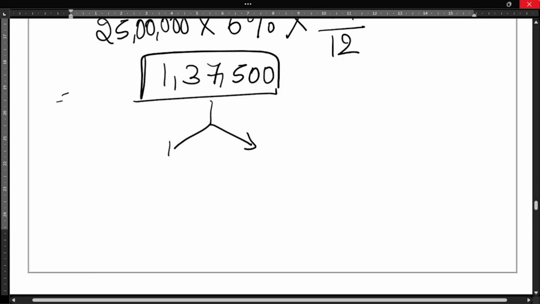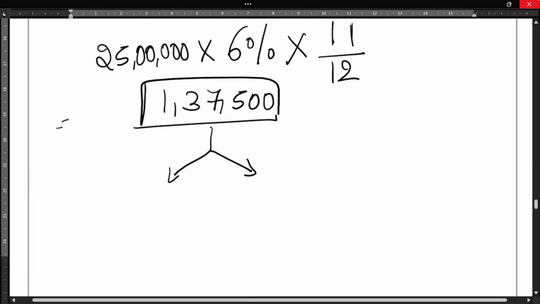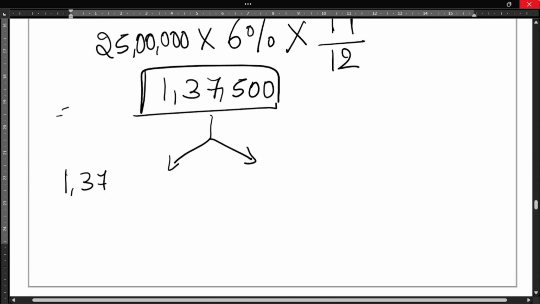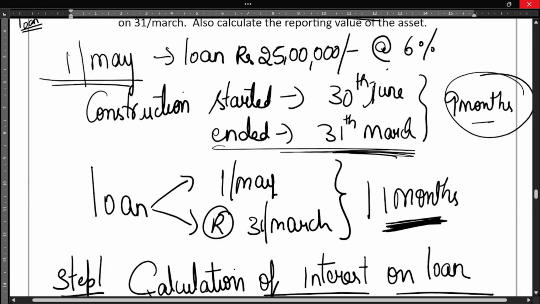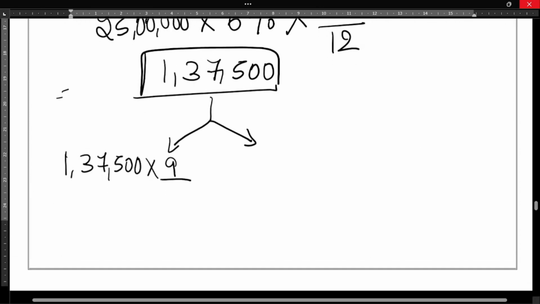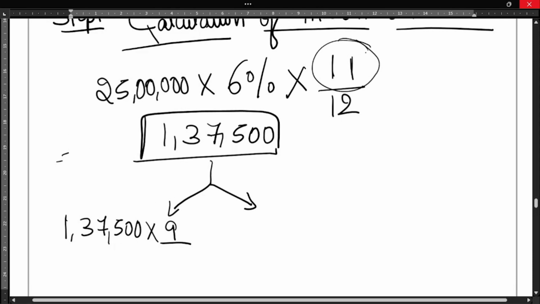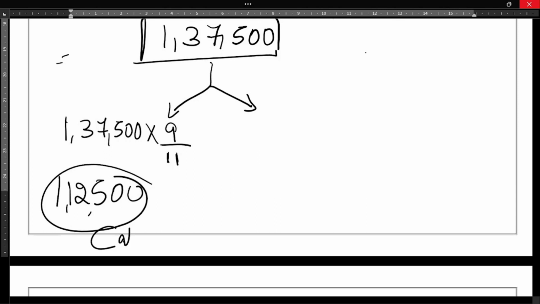but we will not capitalize the complete borrowing cost. Instead we will only capitalize the borrowing cost till the construction was over. So 1,37,500 into how many months the asset was constructed? For 9 months. So into 9 divided by the total months of the loan, 11 months. 1,37,500 into 9 divided by 11 will be 1,12,500. So this 1,12,500 will be capitalized.